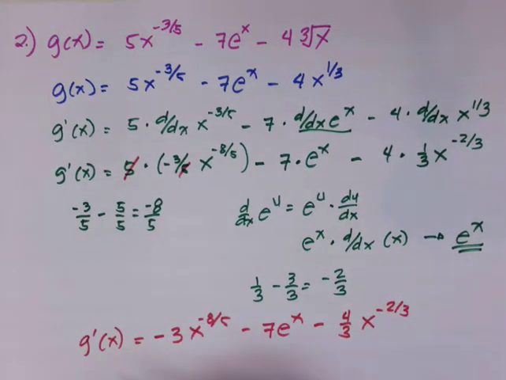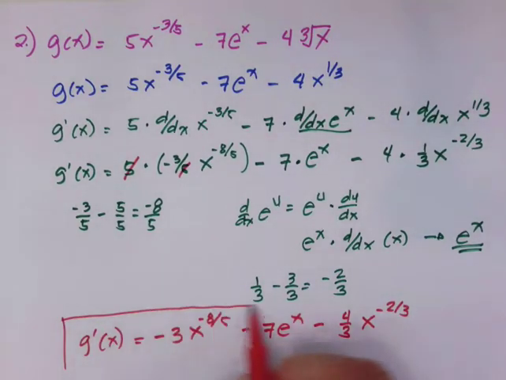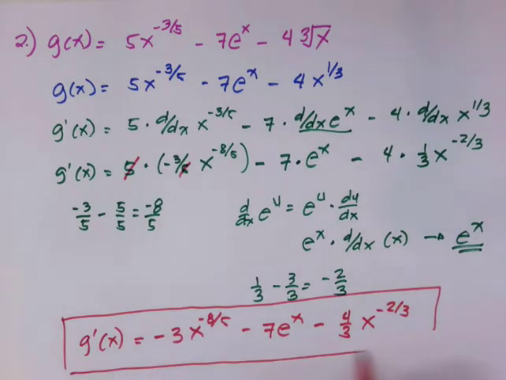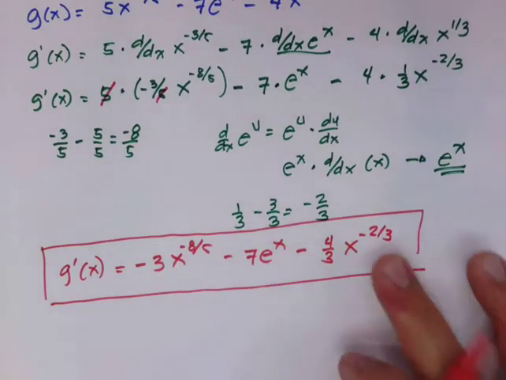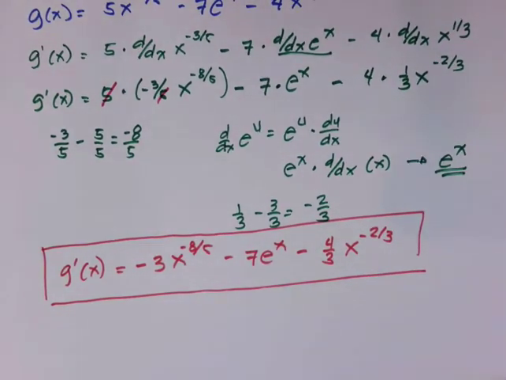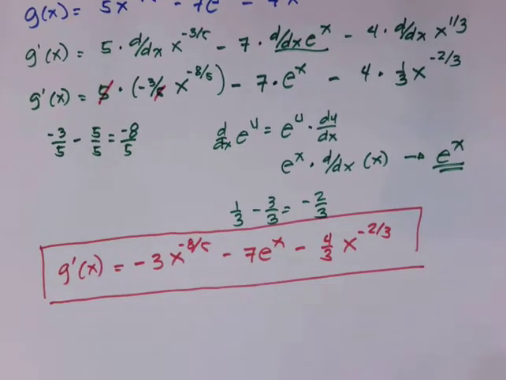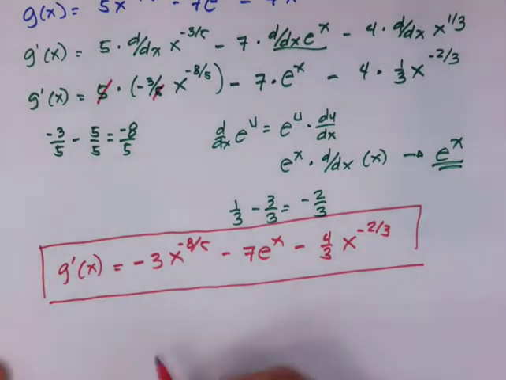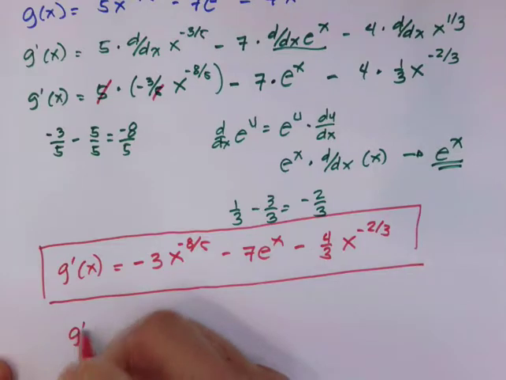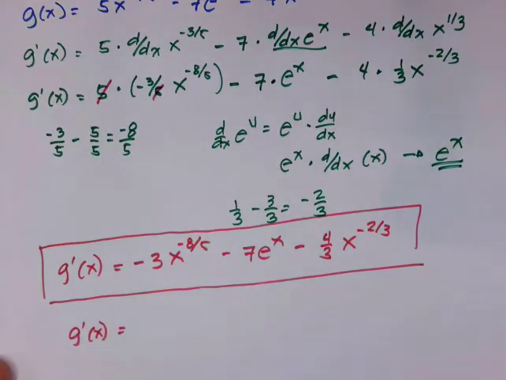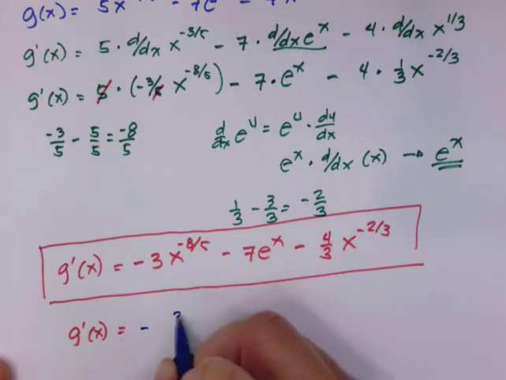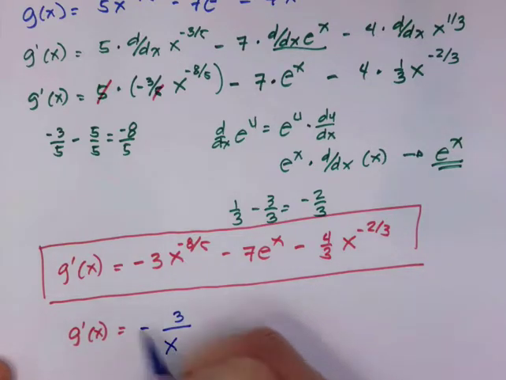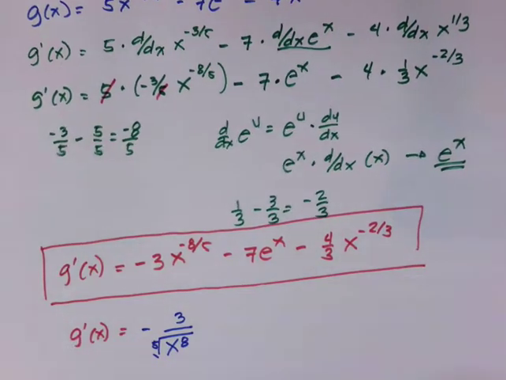So this is our derivative function for g of x. However, if you want to further simplify this by changing all your negative or fractional exponents into radicals, we can rewrite this as g prime of x is equal to, so this can be changed into negative 3 all over x fifth root of x to the 8th.